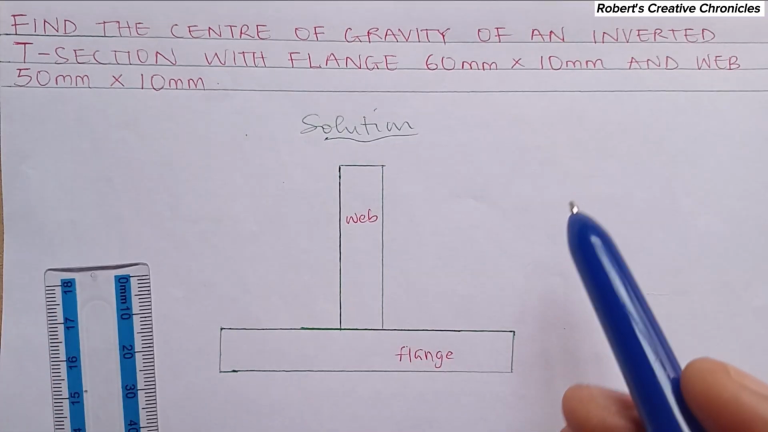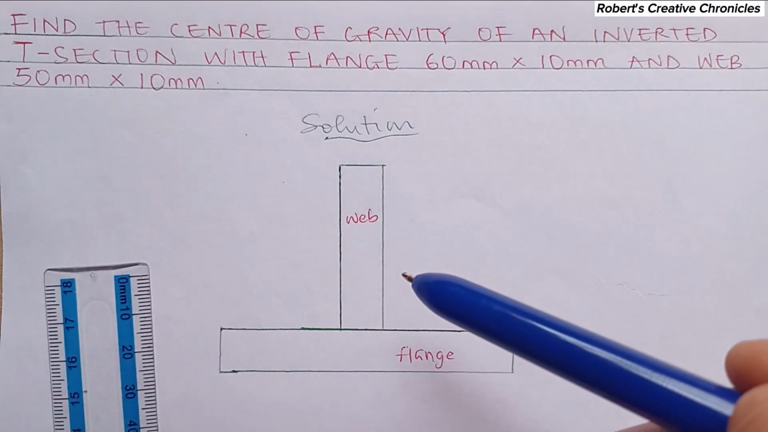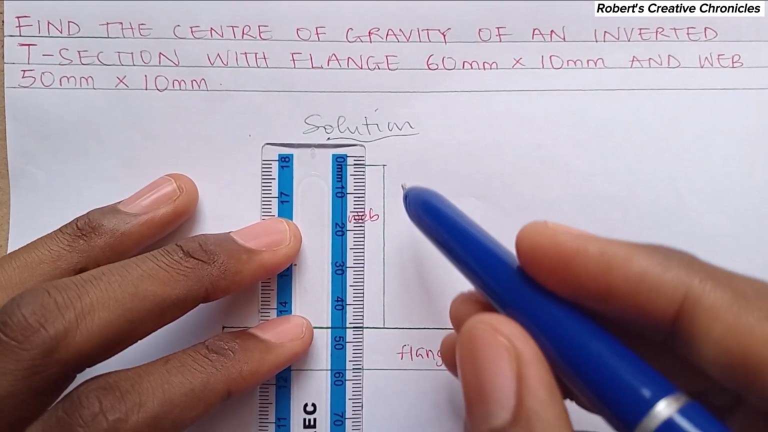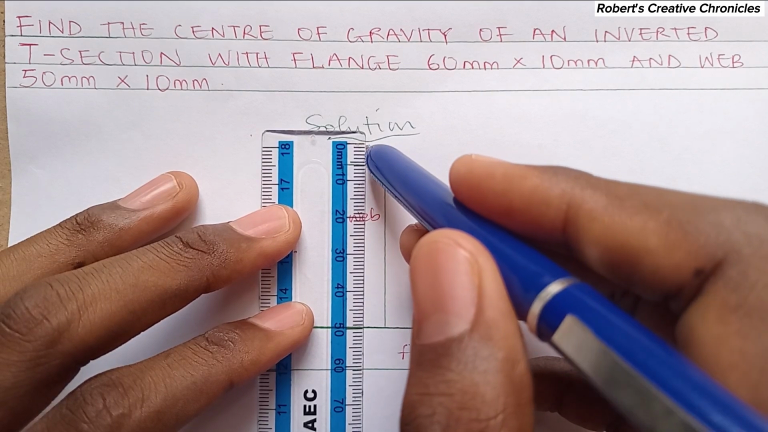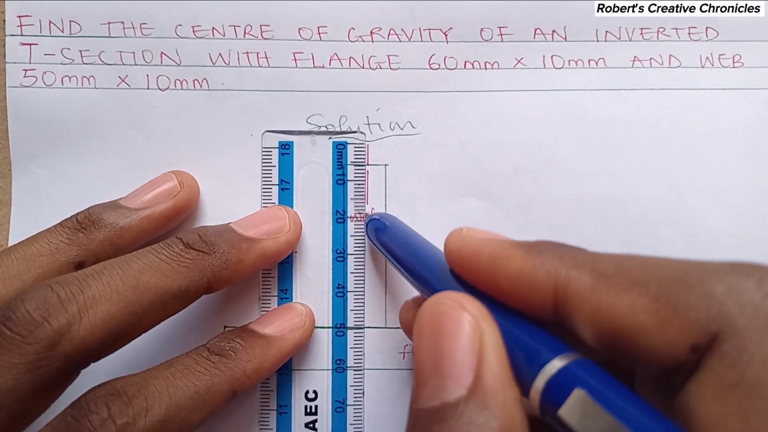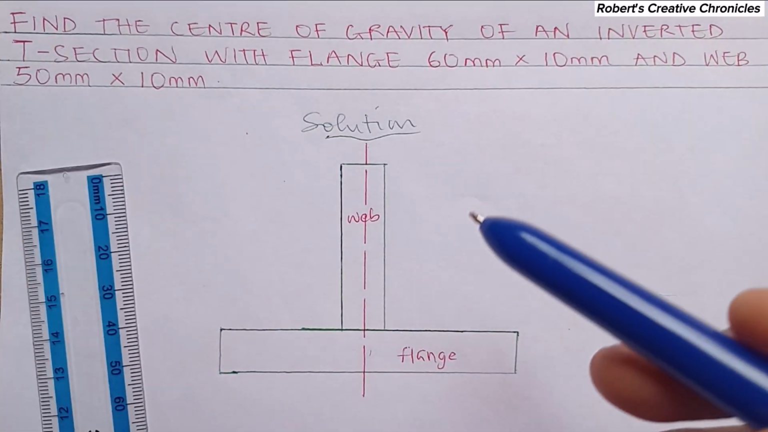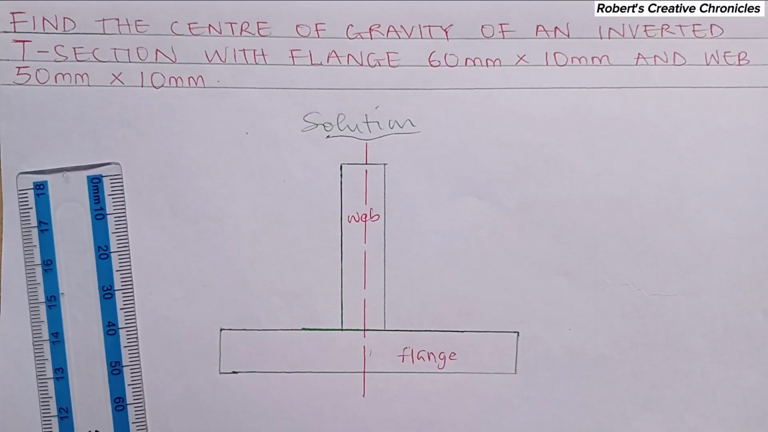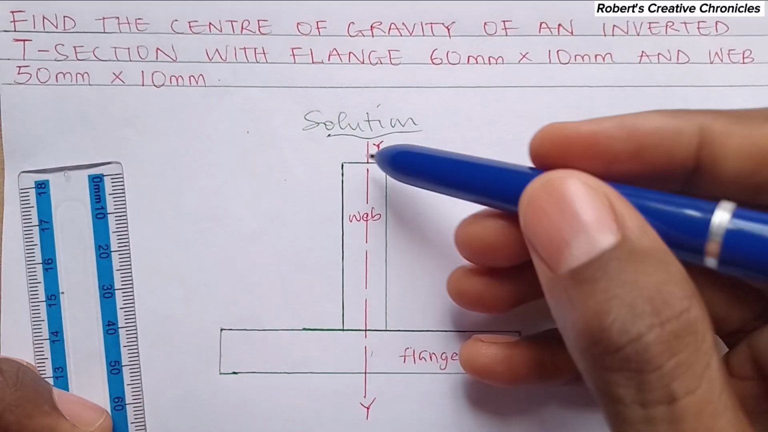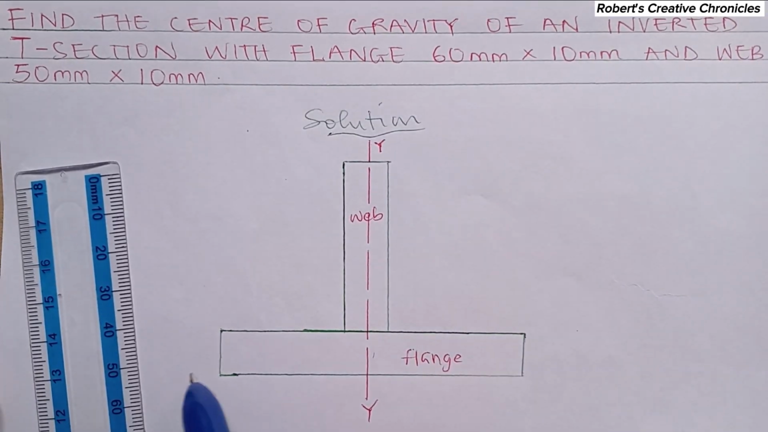One thing I want you to know is that since we are finding the center of gravity of a T-section, we are going to use only one reference axis because one axis is already symmetrical. The y-axis is symmetrical, so we don't need two reference axes. We only use two reference axes if we cannot find at least one that is symmetrical. Here, the y-axis is symmetrical, so the center of gravity of this section will lie here. So we only need one reference axis, which is the x-axis.